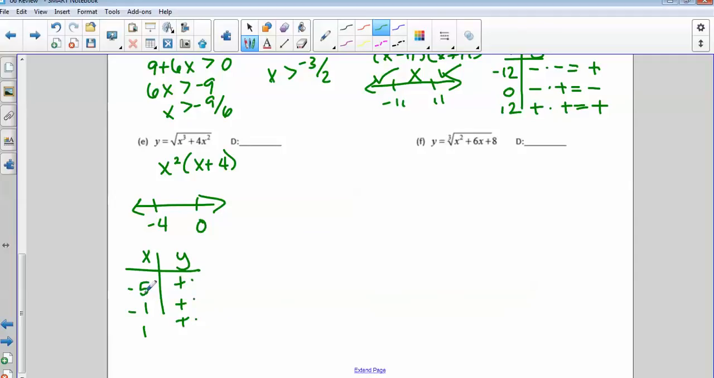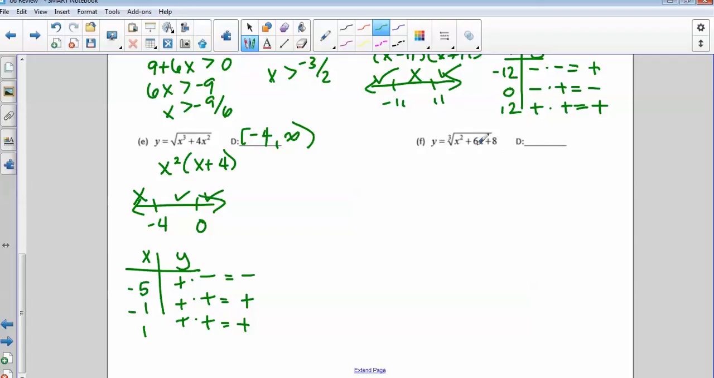When I plug negative 5 into x plus 4, I get a negative. When I plug negative 1 into x plus 4, I get a positive. And when I plug positive 1 into x plus 4, I get a positive. So this gives me a negative product, and a positive product, which means I cannot take the square root of these numbers, but I can take the square root of these numbers and these numbers. So starting at negative 4, my domain goes all the way to infinity.